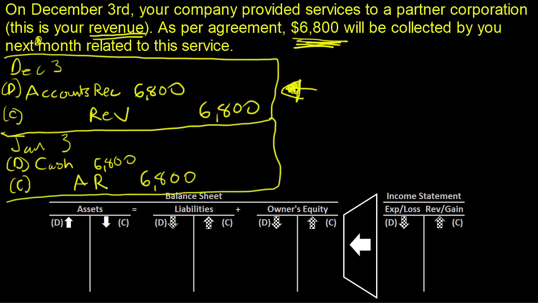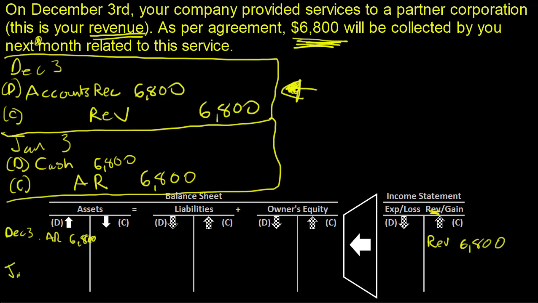All right. So where does this come in? So the original sale, the December 3rd transaction, is accounts receivable here at 6.8K right here. All right. So 6,800. I'll just put that there. And then revenue on the income statement, revenue of 6,800 right here. All right. And that's our December 3rd.